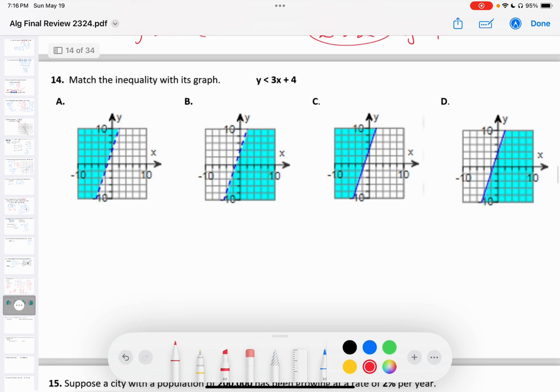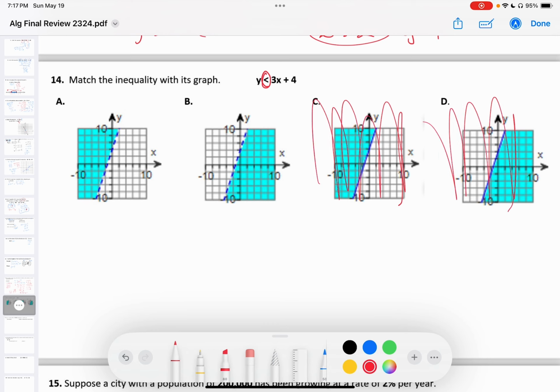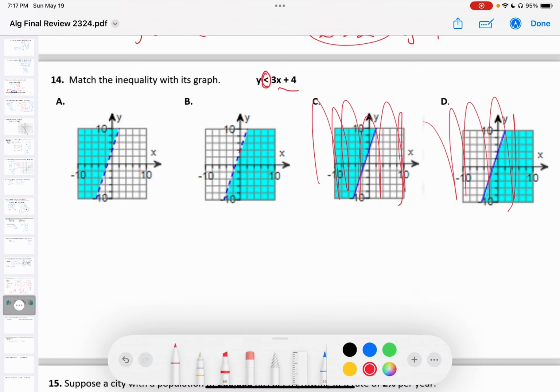All right, 14, match the inequality. The first thing that I would see here is the fact that this is just a less than sign, which means it's going to be a dashed line. So being that it's a multiple choice question, the 2 solid lines are out. The second piece then would be, okay, I've got 3x plus 4. Are these lines graphed correctly for 3x plus 4? They both appear to be y-intercept of 4 and up 3 over 1. So that doesn't help us.